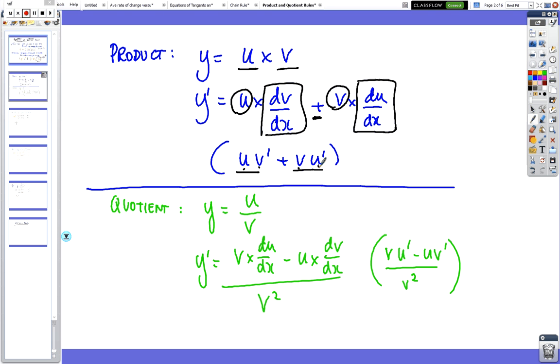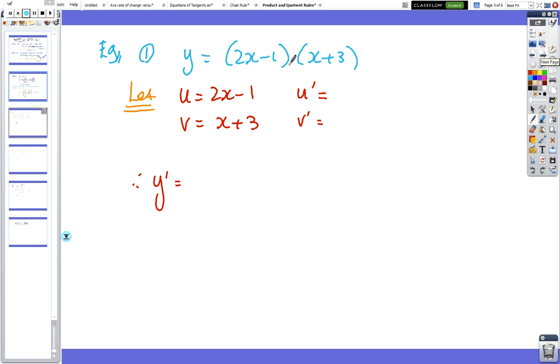So the quotient has two parts, u over v, and it's a lot more complicated. The first part is the letter on the bottom, so we have v, and then we multiply by the derivative of the first, and it's a minus sign in between, and then we put the first thing, the top thing on the top, the numerator, and multiply by the derivative of the denominator, and then we divide by v squared. So you don't have to know or understand or worry about why, but it is. Okay, and the shortcut is vu dash minus uv dash over v squared. Okay, so copy that and we'll look at some examples.